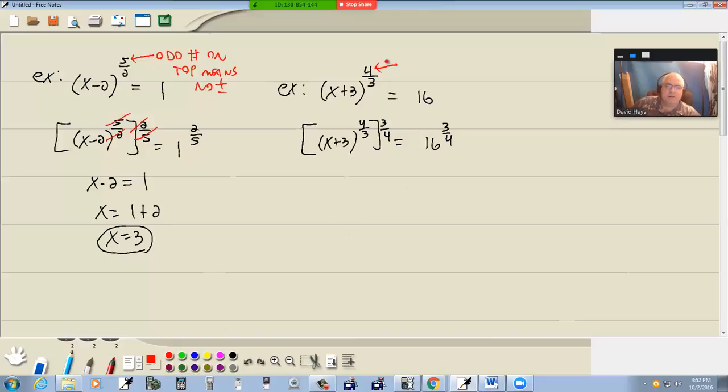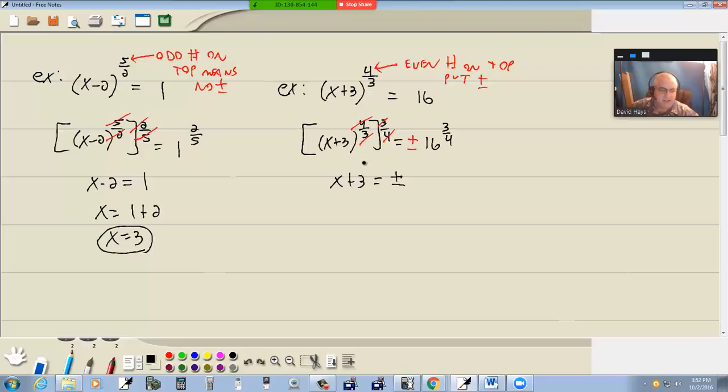Except, before I raise both sides to a power, I notice that I have an even number on top. That means put a plus or minus. So that means I put a plus or minus on this side. 4's cancel, the 3's cancel. And we're left with x plus 3 is equal to plus or minus.